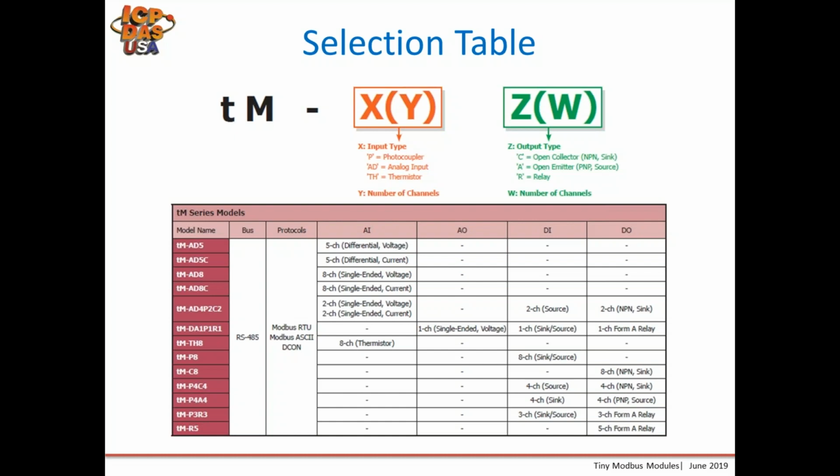All the modules have RS-485, and all the modules can communicate Modbus RTU, Modbus ASCII, or DCON. That's settable in the configuration tool, and by default, it's configured for Modbus RTU. Let's see, the most popular ones are the TM-AD5 and the TM-THH is also popular. It's an 8-channel thermistor module, and the TMR5 is a 5-channel relay output module, also very popular in building automation applications.